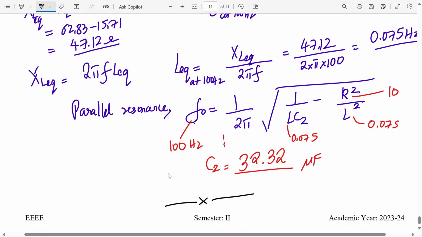We have one numerical left, the phasor diagram one, which I have been looking for. I'm searching for a similar numerical. Just a few seconds more. If I don't get it, I'll do it next time.